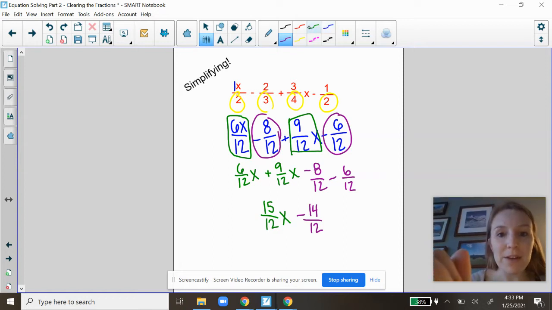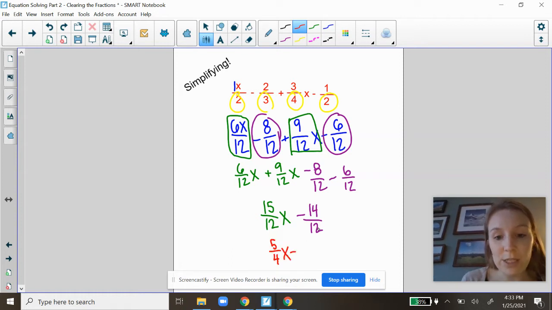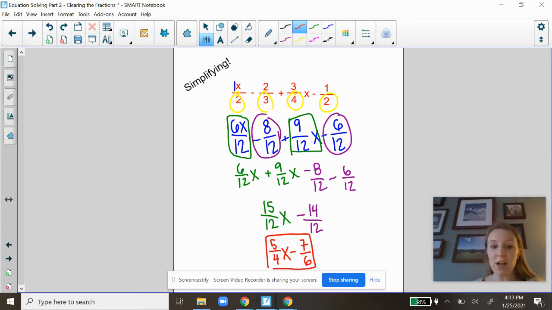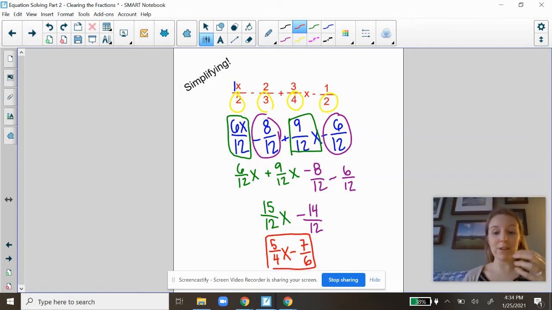So then I can simplify these. 15 and 12 are both divisible by 3. So I'm going to end up with 5/4 x minus, and 14 and 12 are both divisible by 2, so it's going to be minus 7/6. And it's okay here to leave your fractions as top-heavy fractions, just as long as you remember to simplify them as much as we've done, which is what we did to get to the red.